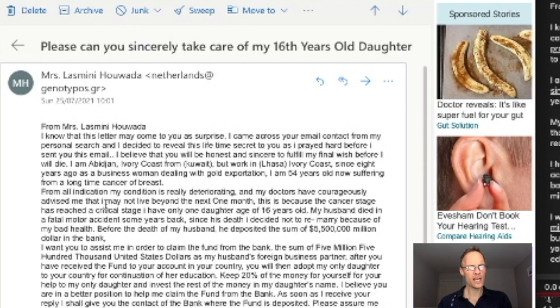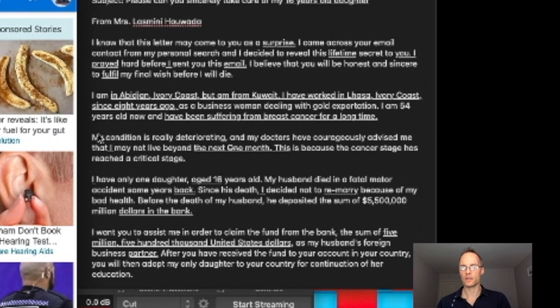They've put, "from all indication my condition is really deteriorating," which, from all indication, sounds poor. So I've started, "my condition is really deteriorating." So it's more condensed, as English generally is. You don't want to make the sentence too wordy. You don't want to use more words than is necessary. That's English logic. So I've changed it to, "my condition is really deteriorating, and my doctors have courageously advised me that I may not live beyond next month."